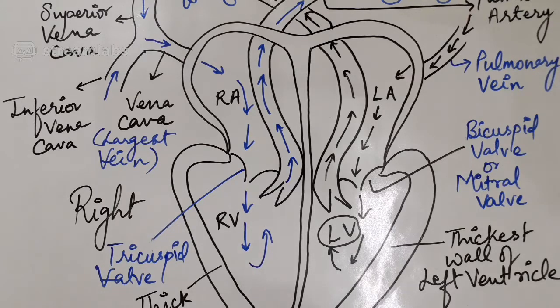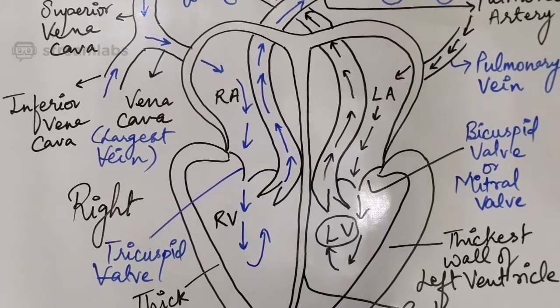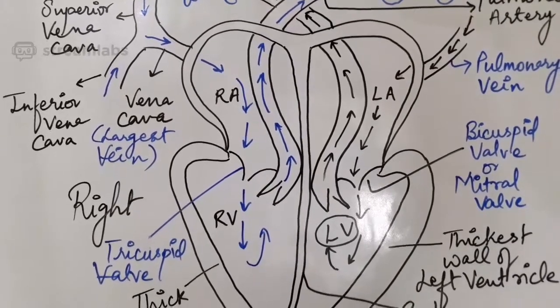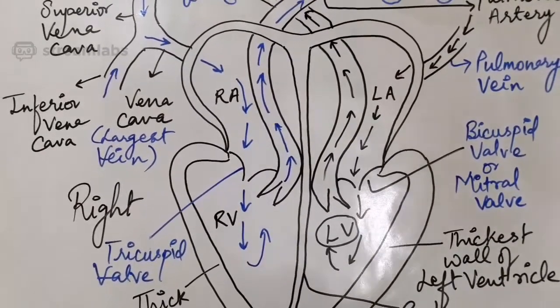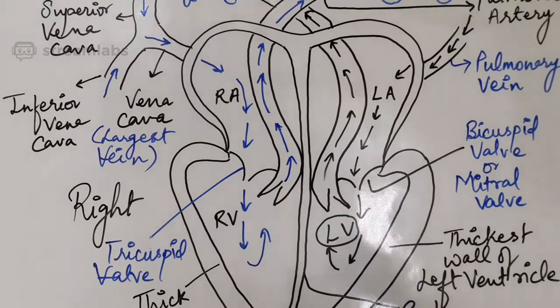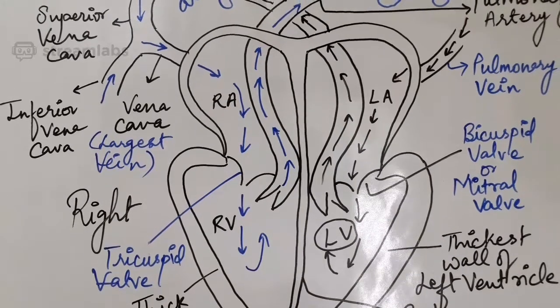Between the two sides is present the thick wall known as septum that avoids the mixing of pure blood with the impure blood. Now let us revise it again.